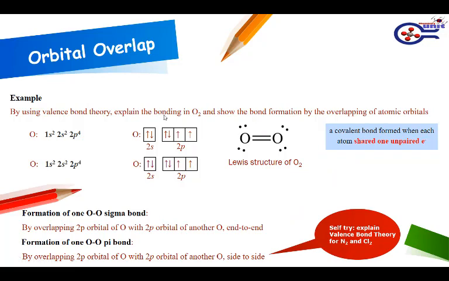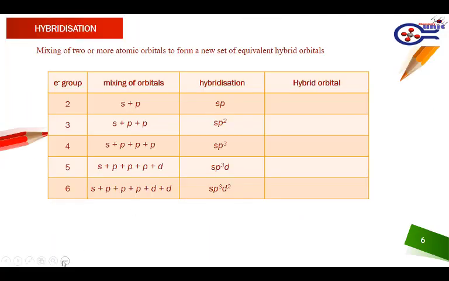Alright guys, in the previous lesson, we learned about overlapping of pure orbitals to form the covalent bond. Now, in this session, we will study hybridization. What is hybridization? It is the mixing of two or more atomic orbitals to form a new set of equivalent hybrid orbitals. Hybridized orbitals are very useful in the explanation of the shape of molecules.